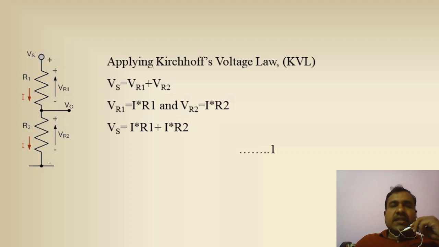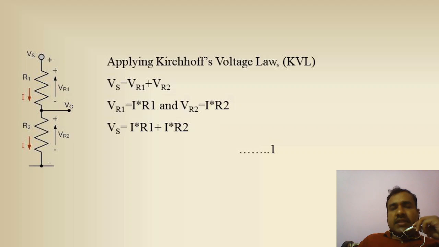So what is that? Vs is equal to VR1 plus VR2. So what are VR1 and VR2? Those are voltage drops across resistance R1 and resistance R2 respectively. So VR1 is equal to I, that is the current flowing through the circuit, into resistance value R1. And what is VR2? That is I into R2. Now what is I in this case? You can easily find out what is I. I is V by total resistance.